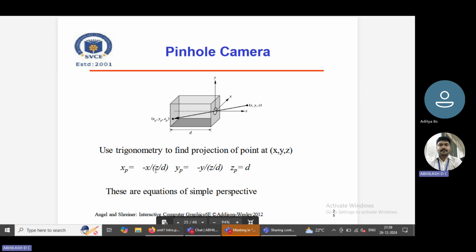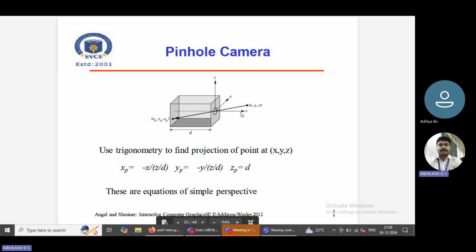So minus X divided by the Z by D. D is nothing but the distance between the lens and the back of the cardboard, right? So that is something called as the distance. So that is the value of XP. What about YP? YP is also negative. As you can see, I'm going towards the negative, that is down with respect to the y-axis. So YP is equal to minus Y of Z comma Z by D, right?